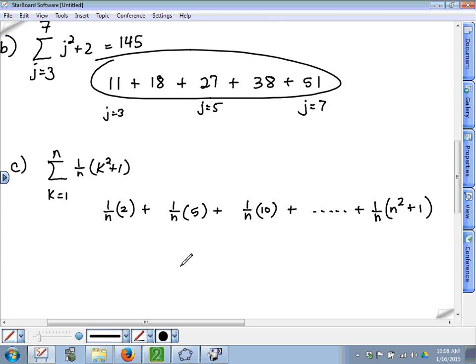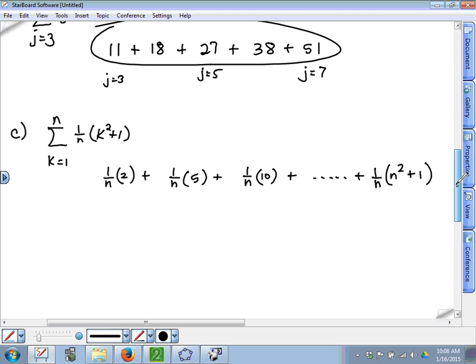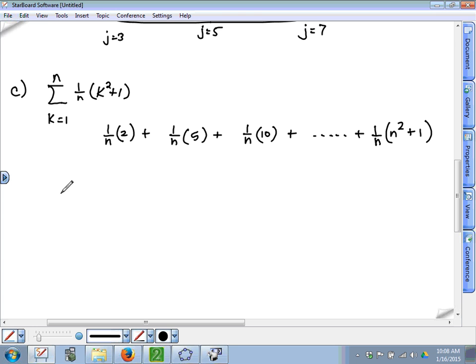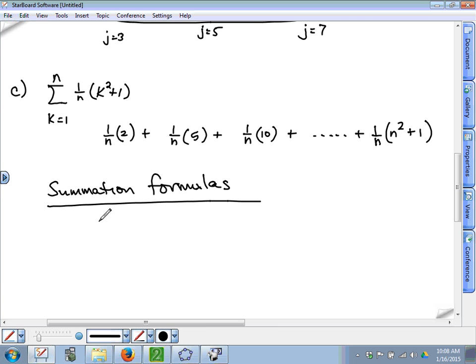So here are some of the formulas you guys learned last year. You might as well just write them down again. Was that the answer? Yeah, you would just leave this. Summation formulas. This is some of what you learned last year, hopefully. Hopefully you learned some of these.